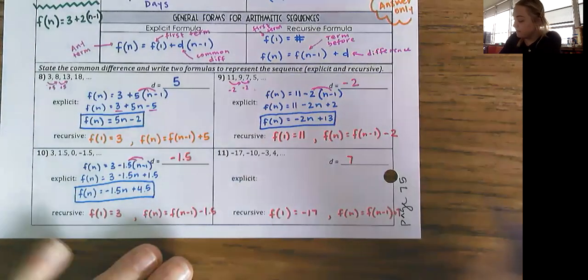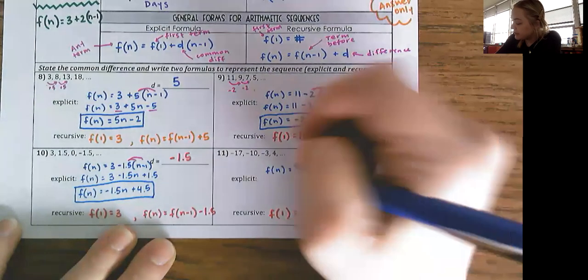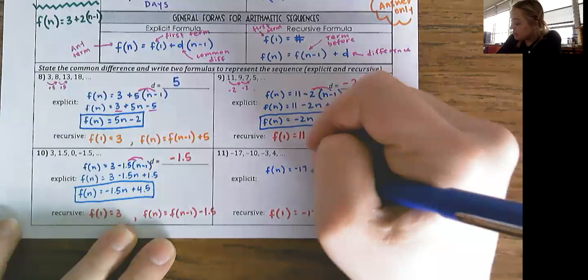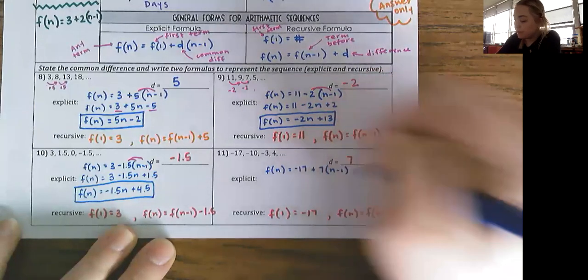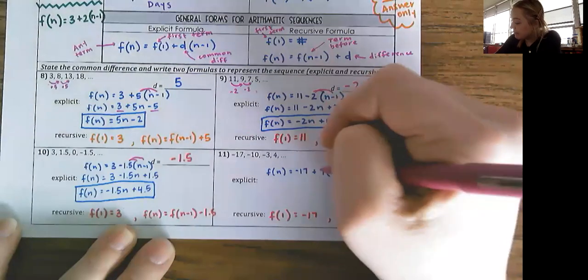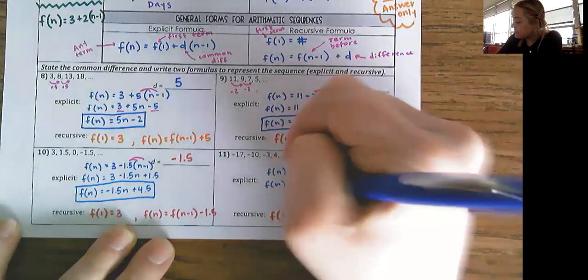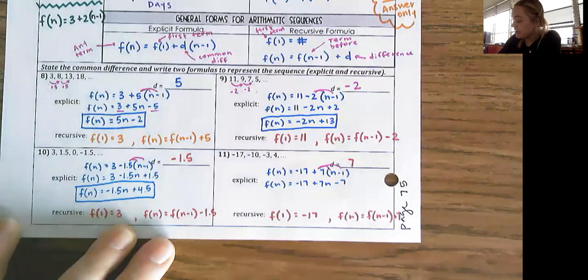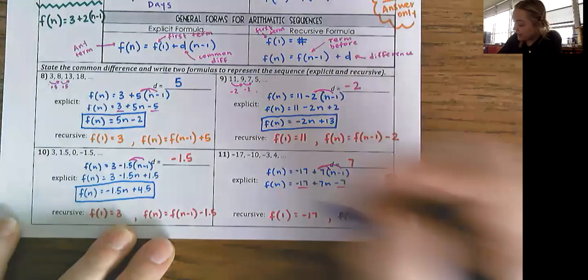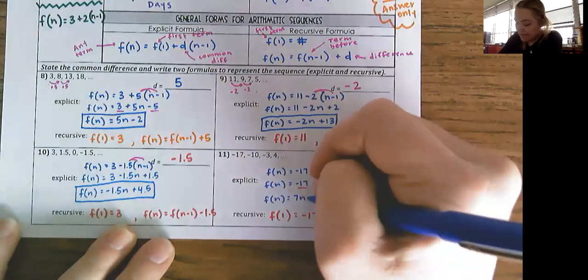Let's go to number 11. We'll start with f of n equals the first term in the sequence, which is negative 17, plus the common difference, 7, times n minus 1. I'll distribute that positive 7 to everything in the parentheses. So I have f of n equals negative 17 plus 7n minus 7. I'll combine the negative 17 and the negative 7. And when I do that, I get f of n equals 7n minus 24.